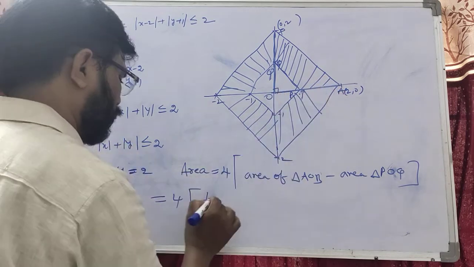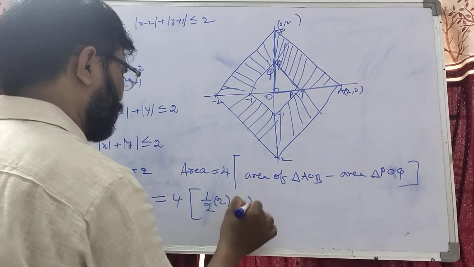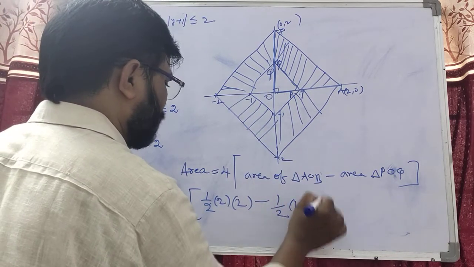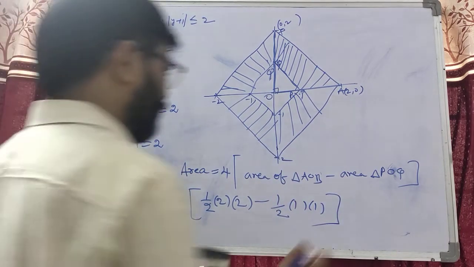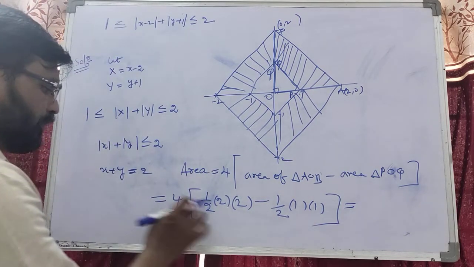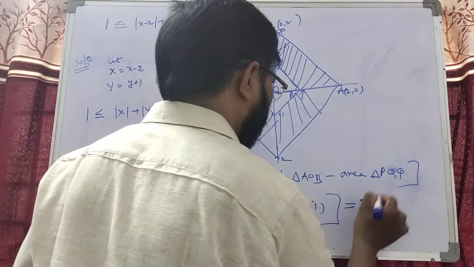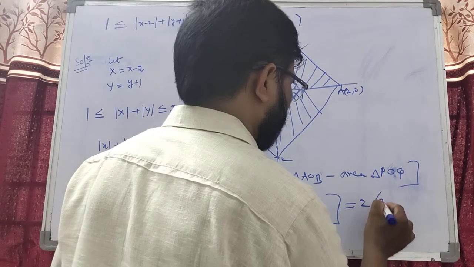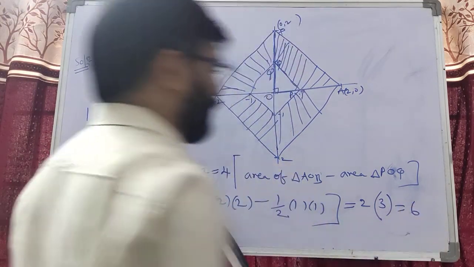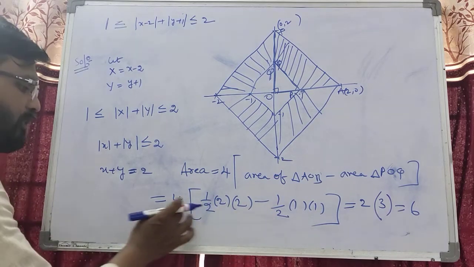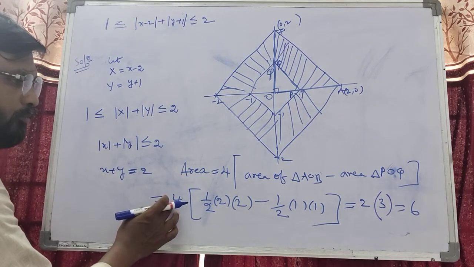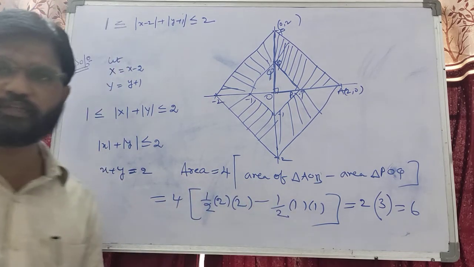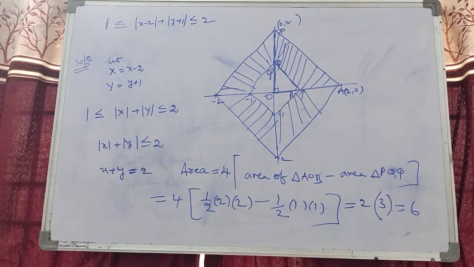The base is 2. Height is also 2. Now write half into base is 1, height is 1. Dear students, we can take 1 by 2 as the common factor, 4 by 2 is 2. Now 2 2s are 4, 4 minus 1 is 3. Therefore the area is 6 square units. First you can take 1 by 2 as the common factor, 4 minus 1 is 3, 3 2s are 6. That is square units. Okay students.